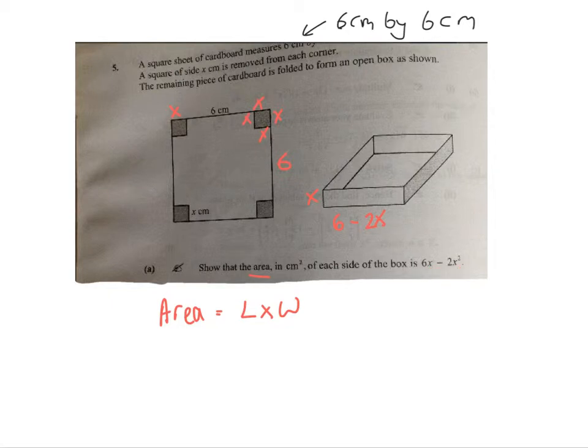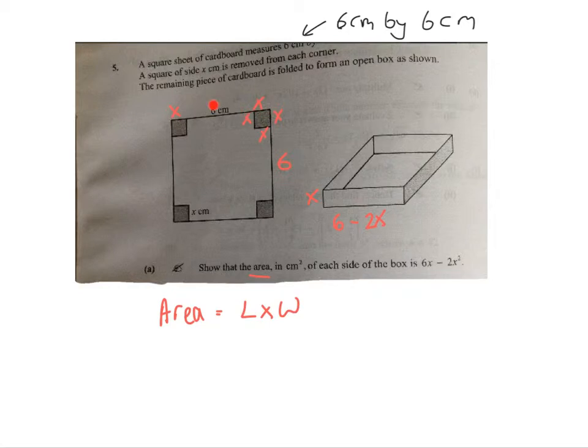Now some people interpret this question as simply meaning you have to find the area of the square, or even the area of the square less taking away the little square parts here. But actually the question isn't saying that at all. It's saying show that the area of each side of the box is equal to this. So it's really just talking about this area here, which corresponds to this area here. So we want to find out the area of this rectangle. Now you might think that's simple, that's just 6 times x.